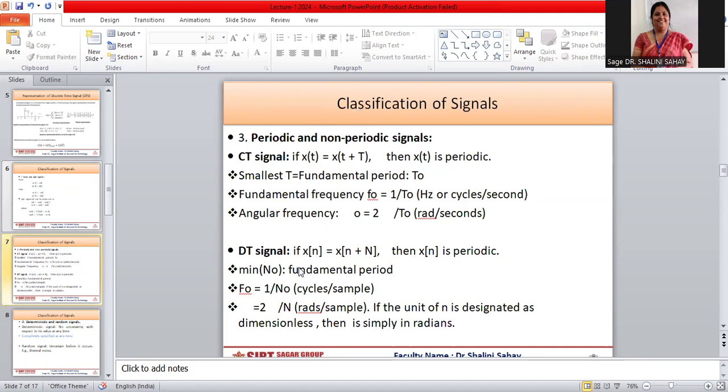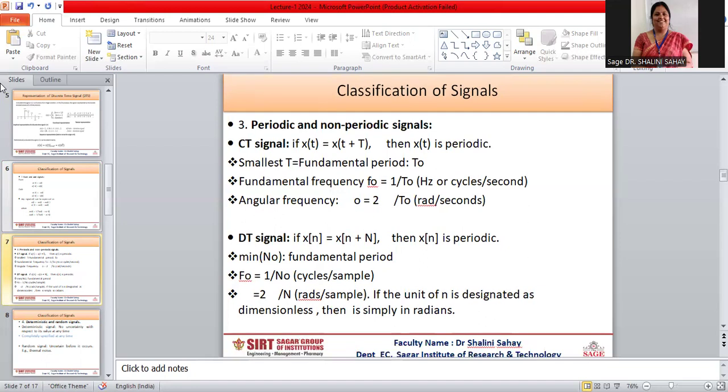In terms of discrete signals, we can write x[n] equals x[n + N], and then x[n] is periodic with a minimum fundamental period N. f0 is the fundamental frequency, that is 1 upon N0 cycles per sample. And if the unit of n is designated as dimensionless, then the frequency is simply in radians.